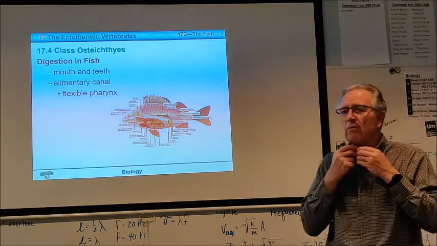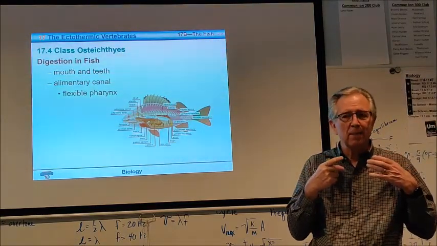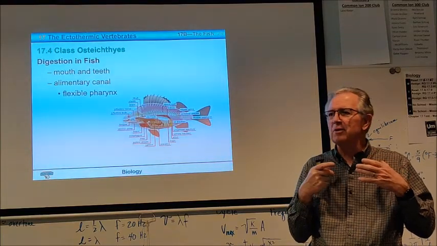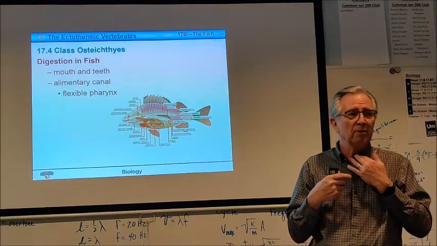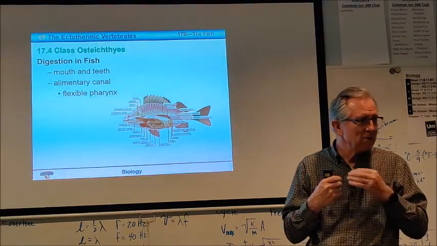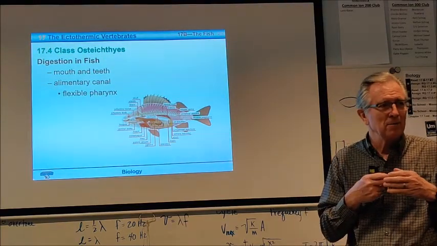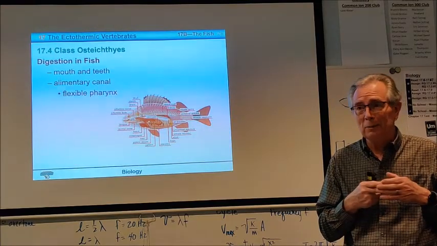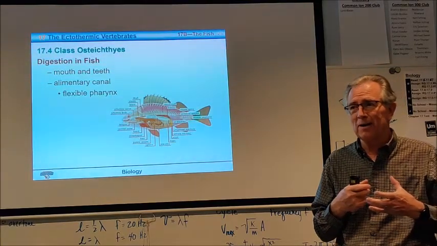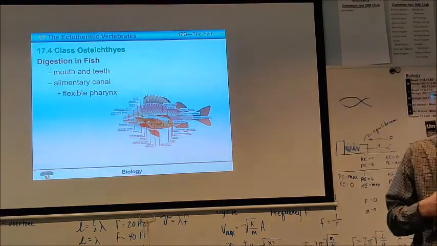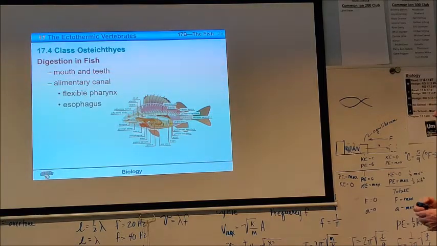And so that throat has to be pretty flexible to allow that big of a fish to go down the throat. Our throat isn't anywhere near that big. Our throat doesn't stretch much. If you ever swallow something barely too big, you can really feel it as it's trying to go down, or it doesn't want to go down. So they have a flexible pharynx.